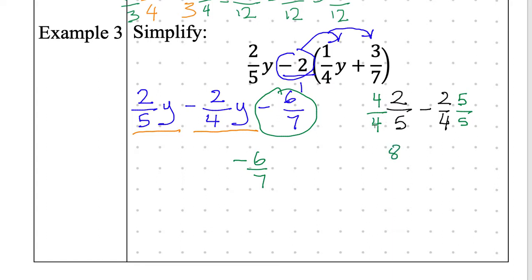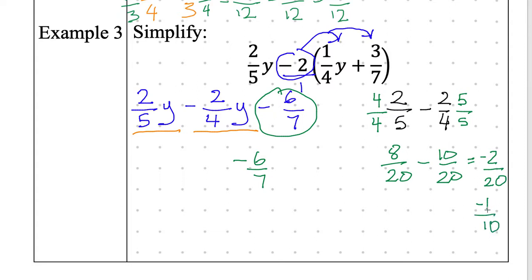That turns into the problem: 2 times 4 is 8. Bottom left is 4 times 5, over 20. Subtract 2 times 5 is 10. 4 times 5 is 20. Now I have like denominators. I just have to subtract the numerators. 8 minus 10 is -2 over 20. And I'm not done yet because I can still simplify this. I can divide the top and bottom by 2, and it's going to be -1 over 10.